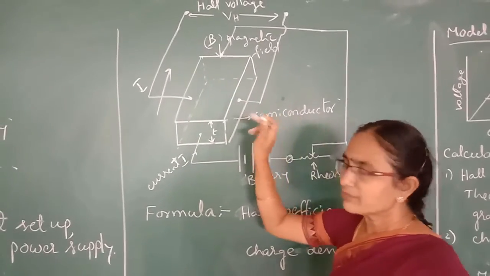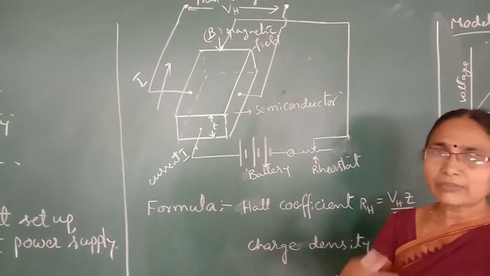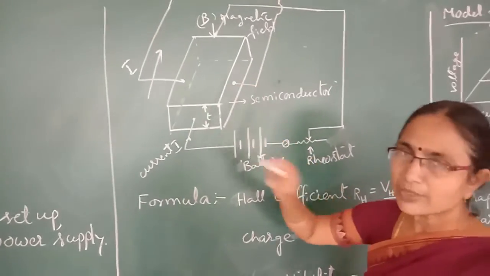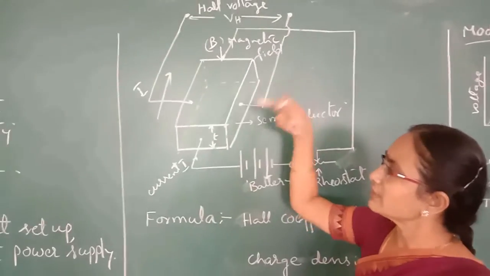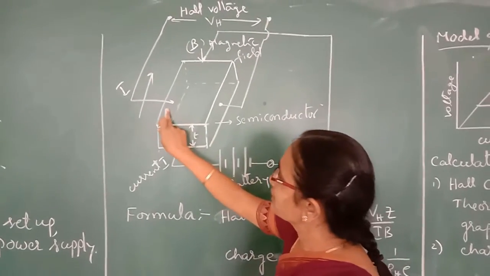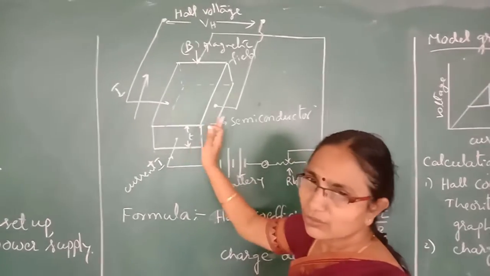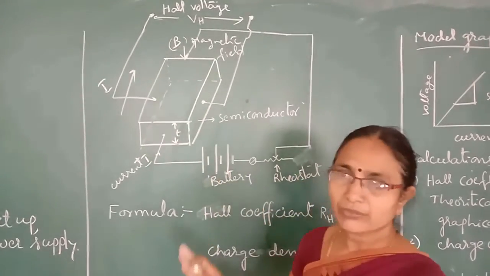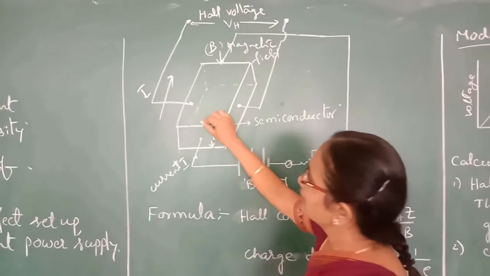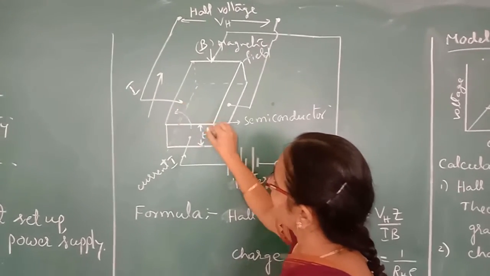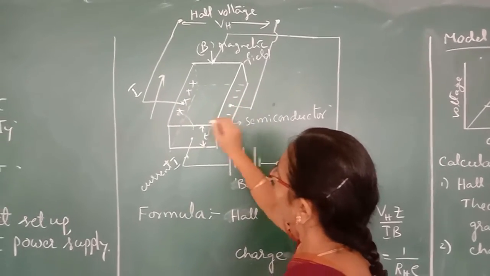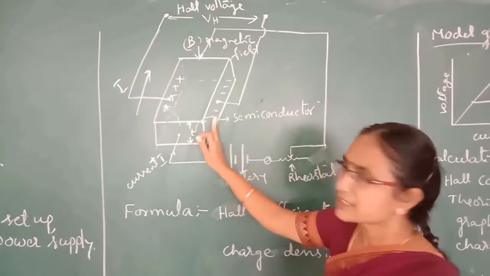Suppose you keep this type of situation where current and magnetic field are perpendicular to each other, then the charge carriers will experience a force in a direction perpendicular to both this current and magnetic field. That means towards this side and this side, electrons and holes get separated. Suppose you take an n-type semiconductor, electrons are the majority carriers and holes are the minority carriers. They will drift to this side and this side. So a charge will develop on the sides, on this face and this face.